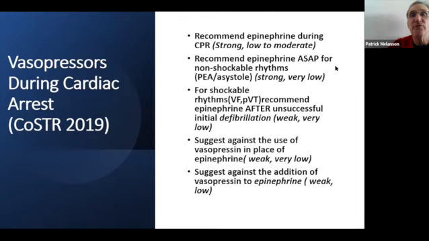Make it very straightforward. They still strongly recommend that epinephrine be used during CPR, low to moderate evidence. Certainly if you have a non-shockable rhythm, epinephrine should be given as soon as possible. If it's a shockable rhythm, they recommend that epinephrine only be given after at least one unsuccessful attempt at electricity. They suggest that you don't use vasopressin, either in the place of epinephrine or in addition to epinephrine. Both of those are weak recommendations with very low quality evidence.